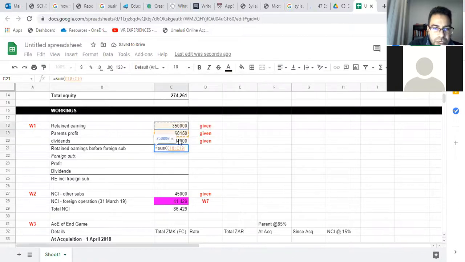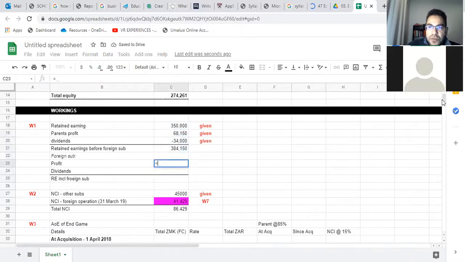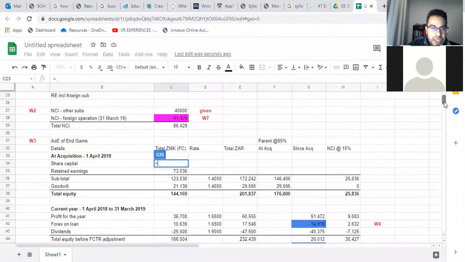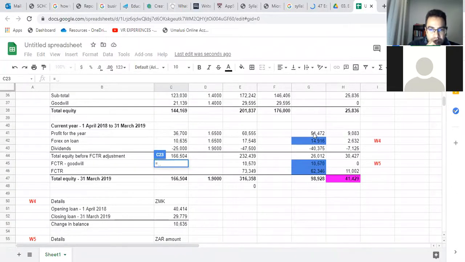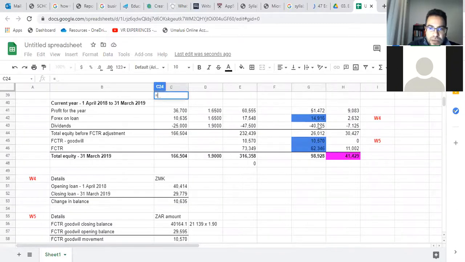So based on given information, the retained earnings correctly calculated from a group perspective is 384,150. But that correct calculation excludes the foreign sub. We need to include the foreign sub, so we go fetch the profit. Which profit? The parent's portion. Critical. The parent's portion of 51,472. And in the dividends, it is the parent's portion of the dividends, which is 40,375.